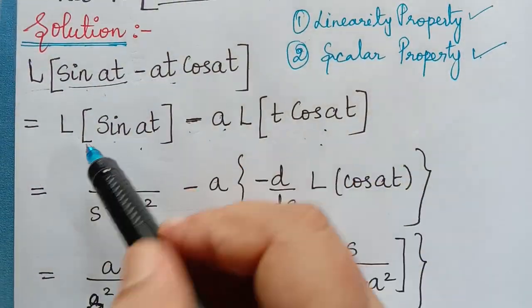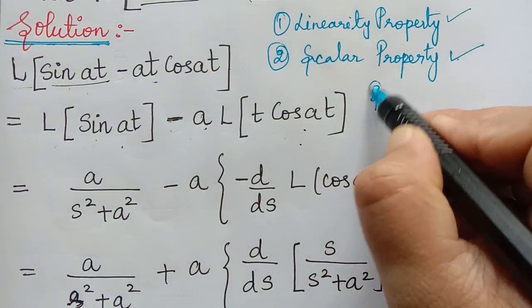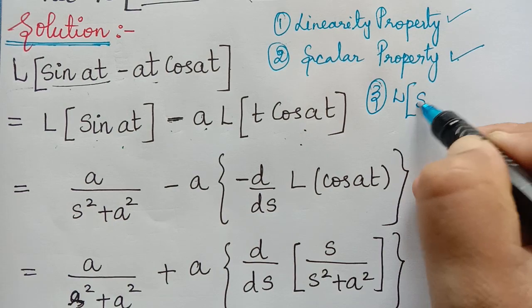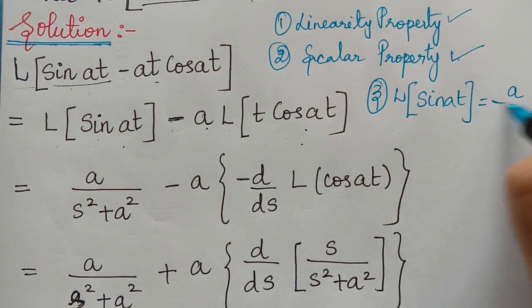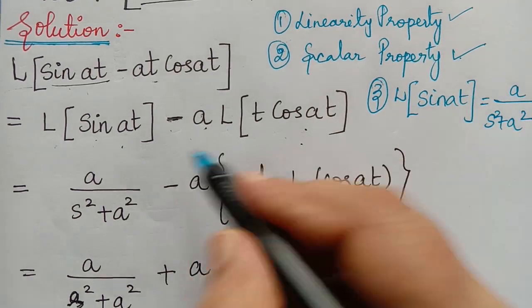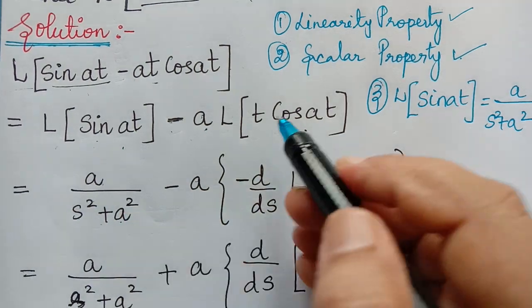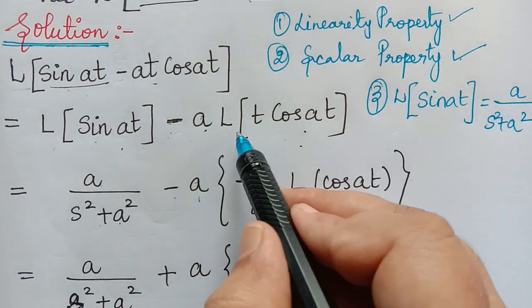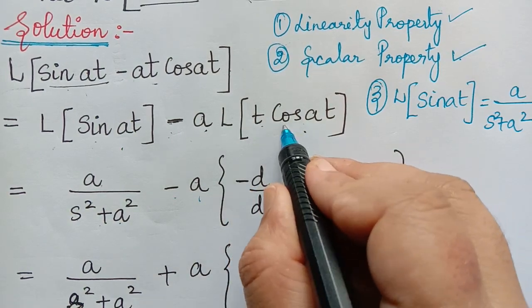Now next, what is the Laplace transform of sin at? We have to use the result, that is the Laplace transform of sin at. We know that it is equal to a divided by s square plus a square. So we will be using this result here. So we have a divided by s square plus a square and minus a multiplied with, we have here the Laplace transform of t into f of t.